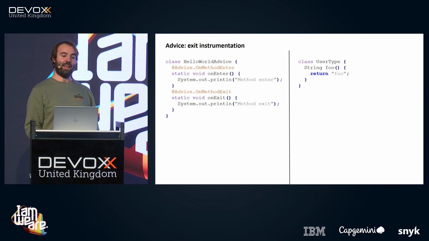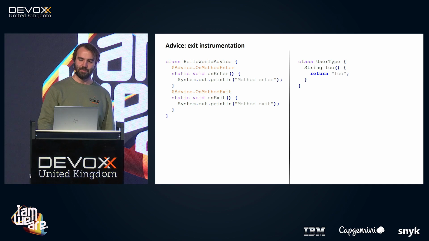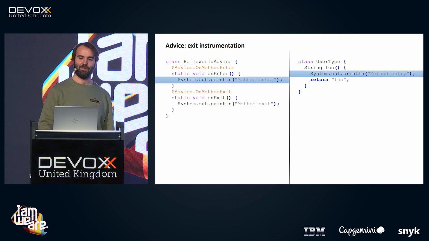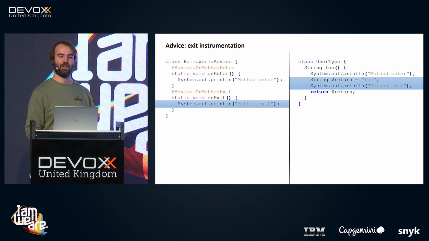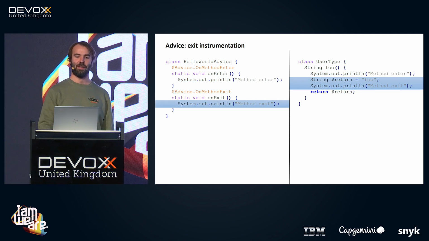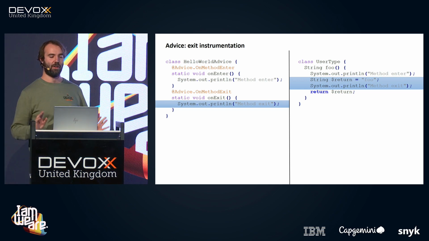I mentioned that there's exit instrumentation as well. If you just copy the enter code, that's easy. Copying the exit code is a bit more difficult, because what Byte Buddy will need to do for you is that it copies the return value into a temporary variable, stores it there, then copies in the exit code, and then does the return, because otherwise, of course, the method won't work. But this is done transparently for you.